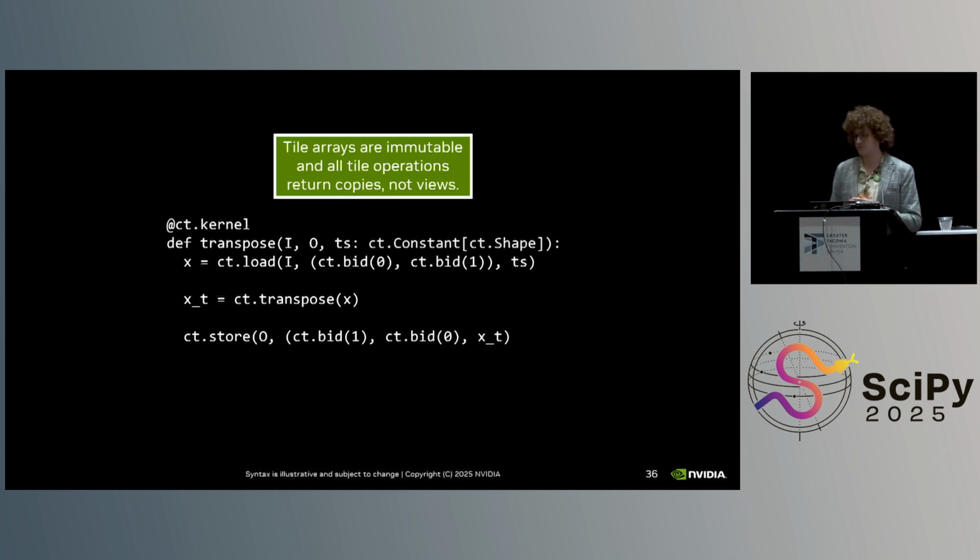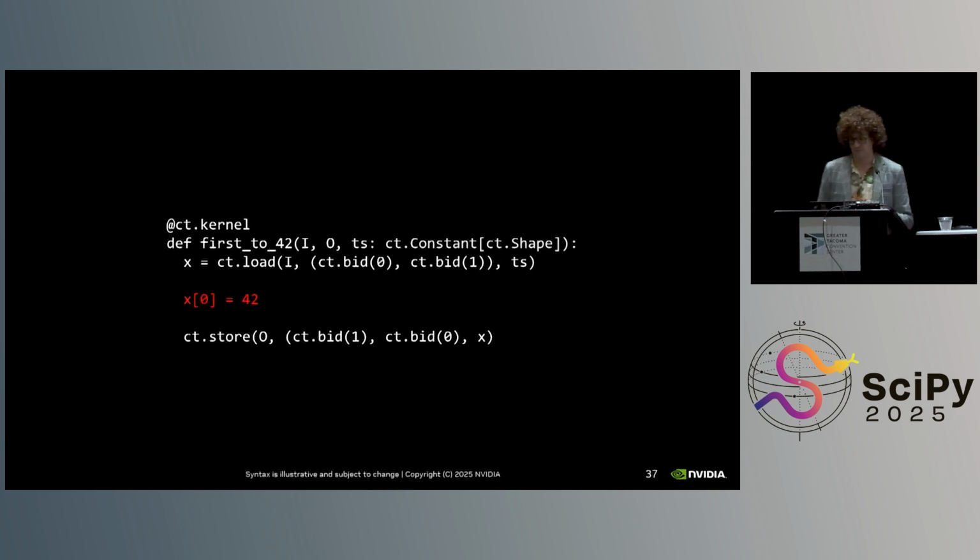Tile arrays have value semantics, which simplifies compiler analysis by eliminating problems such as aliasing. Tile arrays are immutable, and all tile operations return copies, not views. Some NumPy array operations, such as indexing, reshaping, and transposing, typically return views, not copies, when possible. But the tile equivalents will always return copies, not views. You can never modify the contents of a tile. So assignment to the elements of a tile is ill-formed. You just can't do that. If you need to change the value of some of the elements, then you'll need to make a new tile.